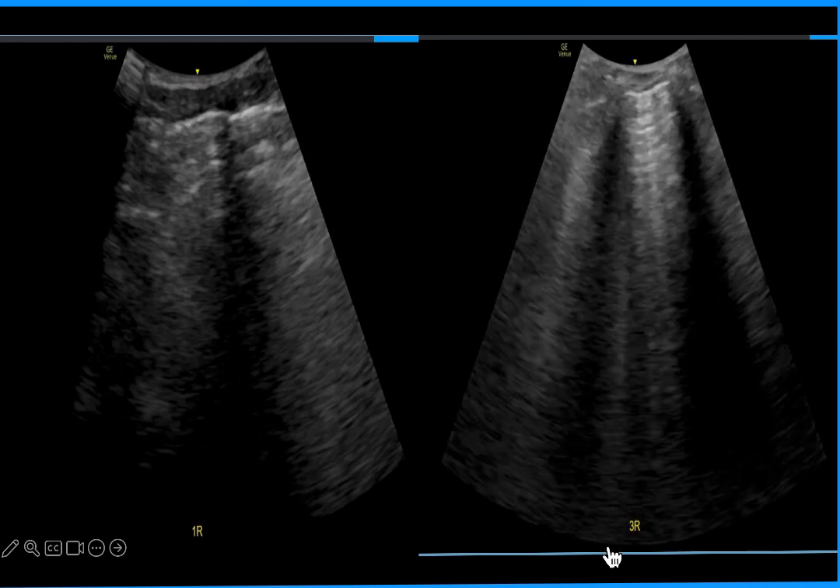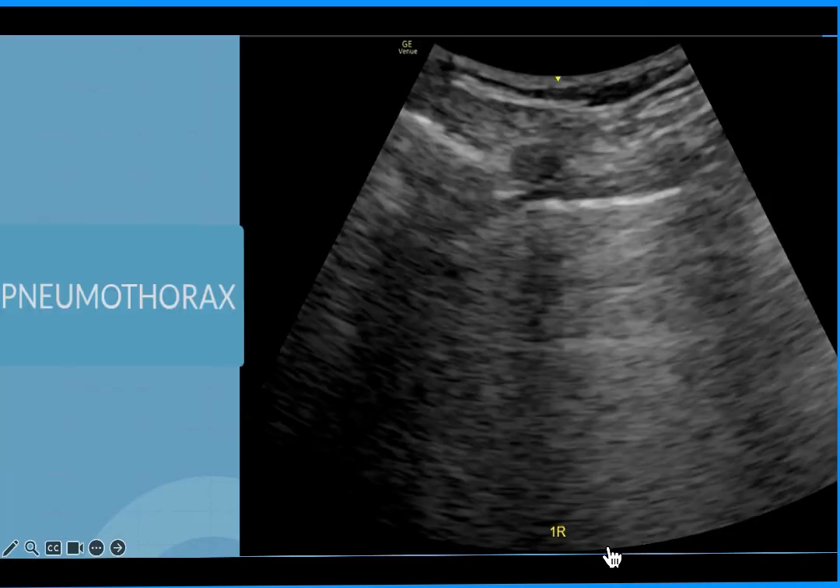So one part of the lung, perfectly fine. Beautiful A lines. You go to the other side, A lines, A lines, A lines, and then you're like, what else? What's up with all these B lines that are coming into focus? This is typically indicative of pneumonia. Okay. Now let's get into pneumothorax.